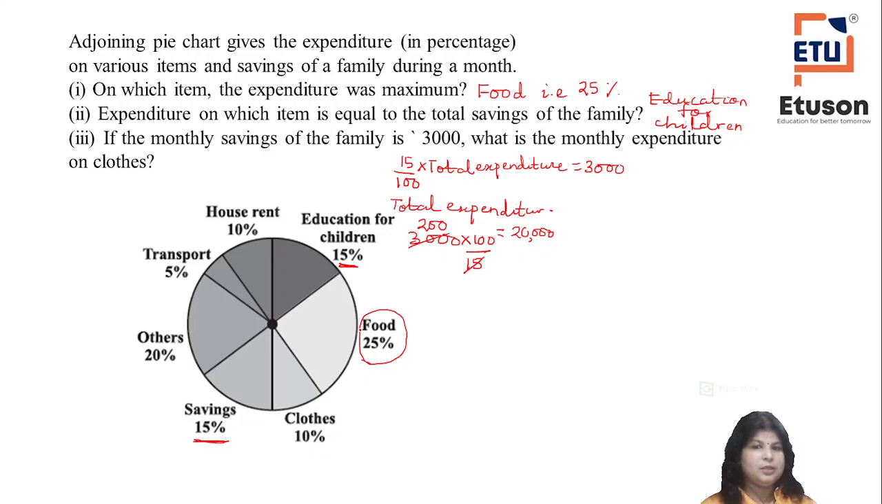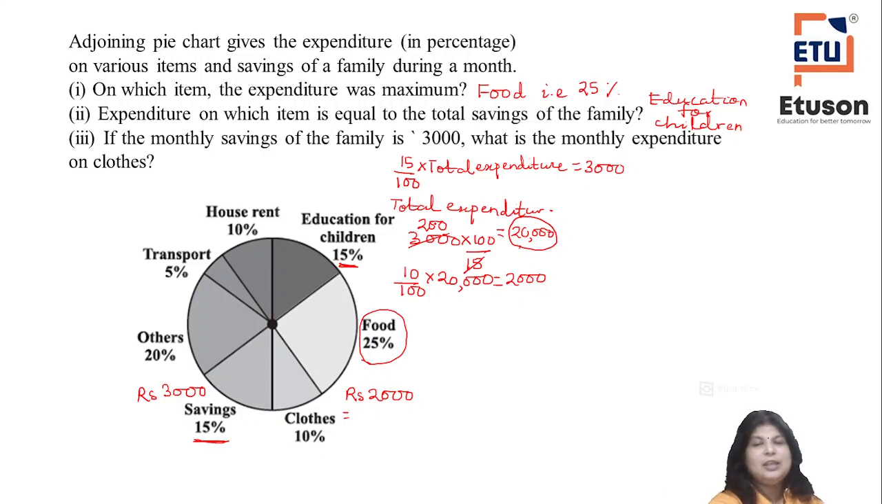So what about the expenditure on clothes then? It is 10%. So 10 by 100 into 20,000 is equal to 2,000. Correct or not? So the amount spent towards clothes is rupees 2,000. Your monthly saving was rupees 3,000, and your total expenditure is rupees 20,000. So this is how you can collect the information from the pie chart.